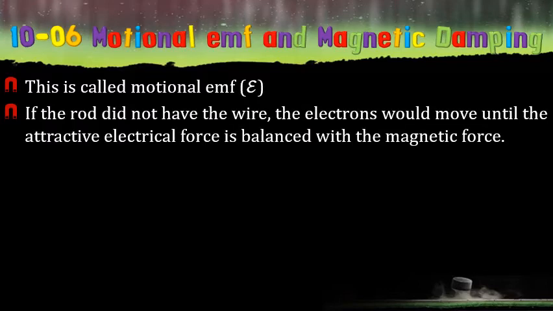If the rod did not have the wire, the electrons would move until the attractive electrical force is balanced with the magnetic force. So on the left here is the electrical force, electric field times the charge. On this side is the magnetic force. We're going to set everything up perpendicular, therefore sine of 90 is 1 and it can go away.